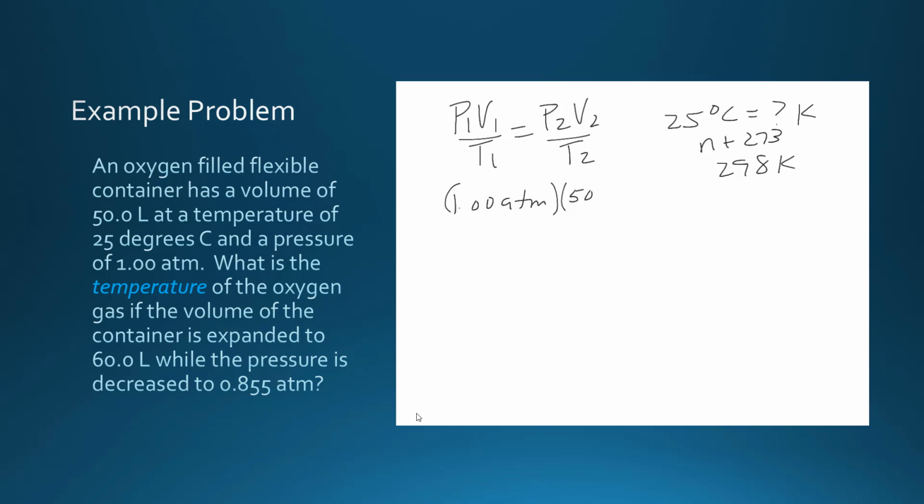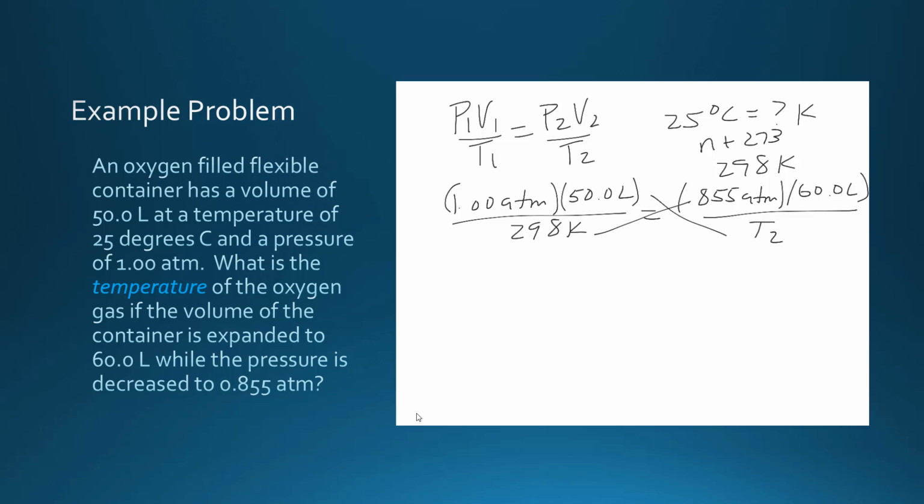I'm now going to substitute in all my known variables. The original or initial pressure was given as 1 atmosphere. The original volume was 50.0 liters, and the original temperature was 298 Kelvin. The pressure dropped to 0.855 atmospheres, while the volume was expanded to 60.0 liters. The final temperature, T2, is my unknown variable.